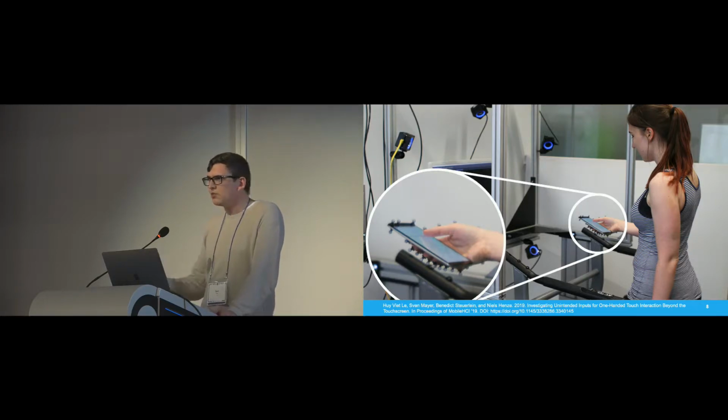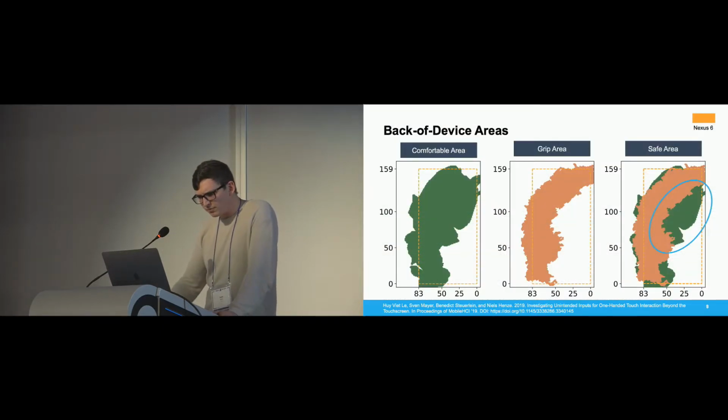Because we deployed a task, we cannot understand what the thumb is doing on the front, but we can use the data from the back of the device, as there is no restriction, there's free movement on the back. What we found in comparison to earlier work is that we have the green area here, the comfortable area from the first paper, the grip area from the Mobile HCI paper, and then we found this area where we can actually use back-of-device interaction.